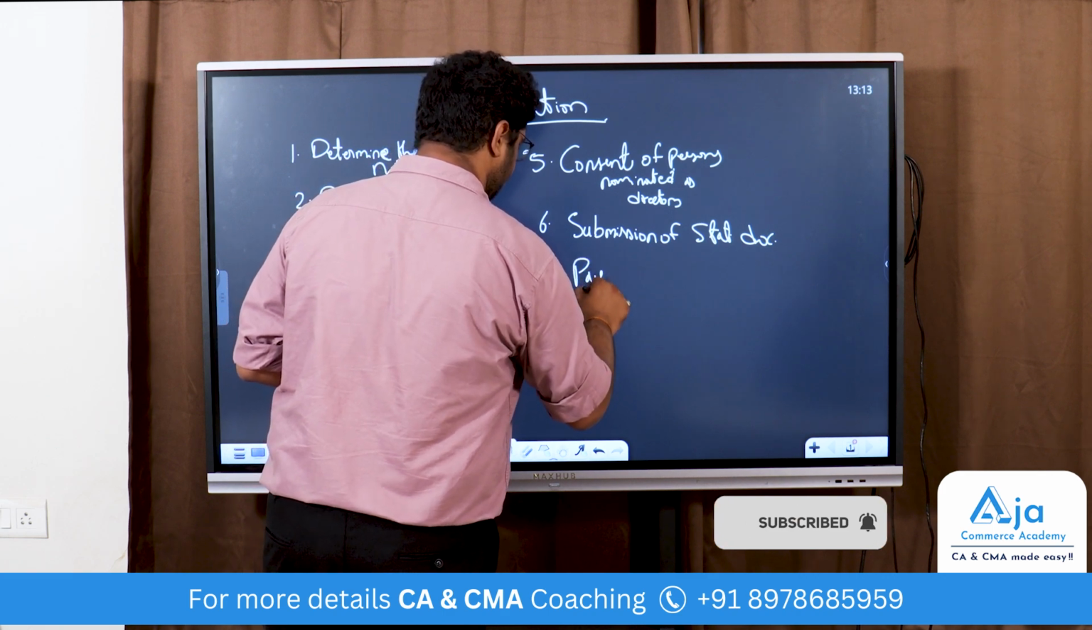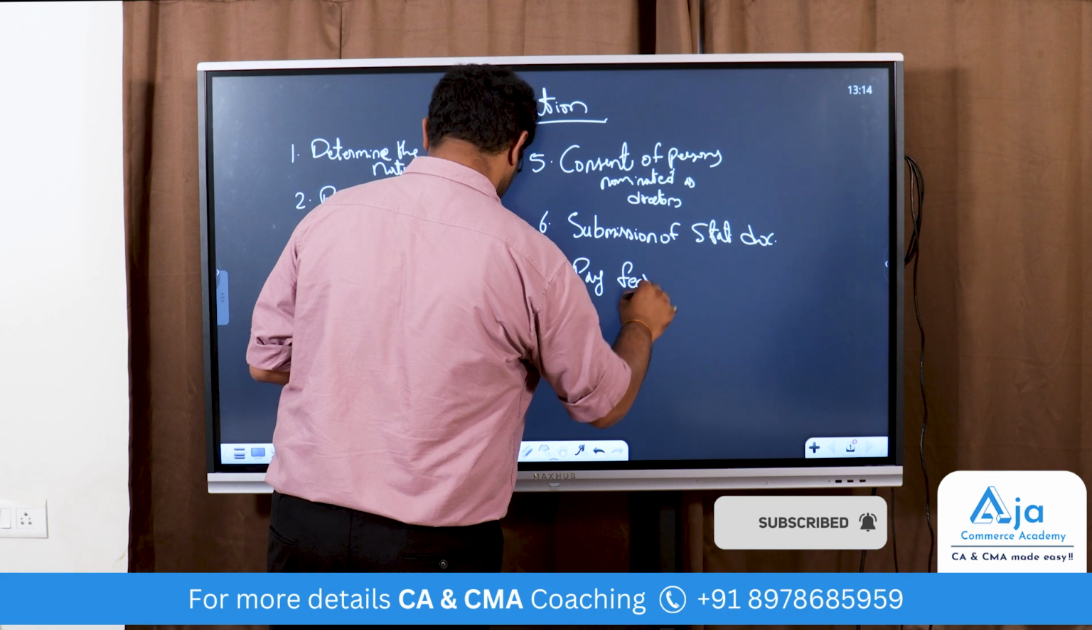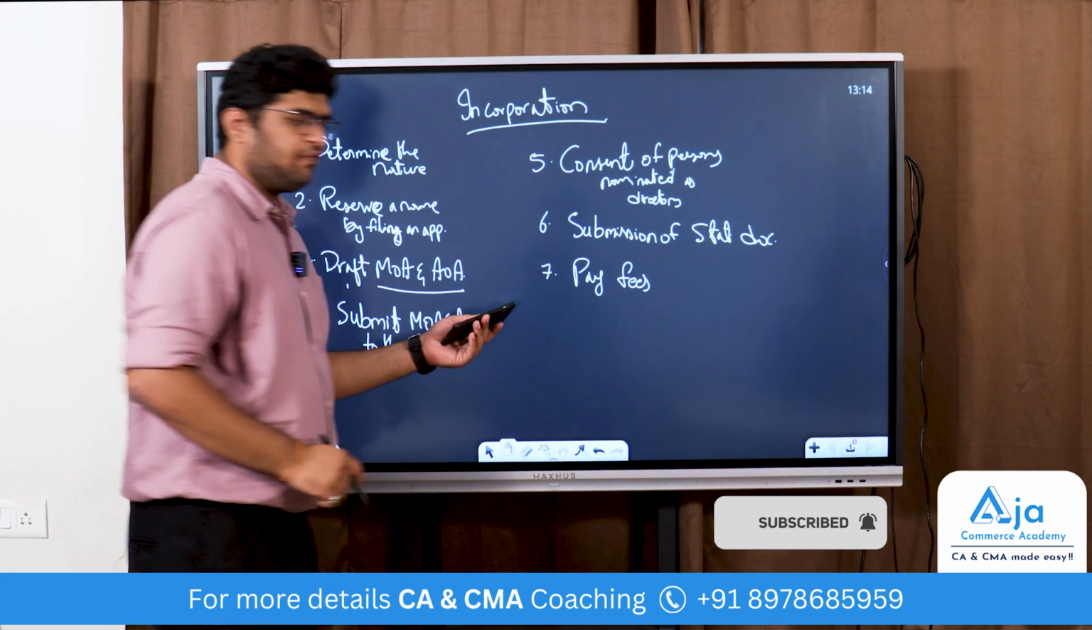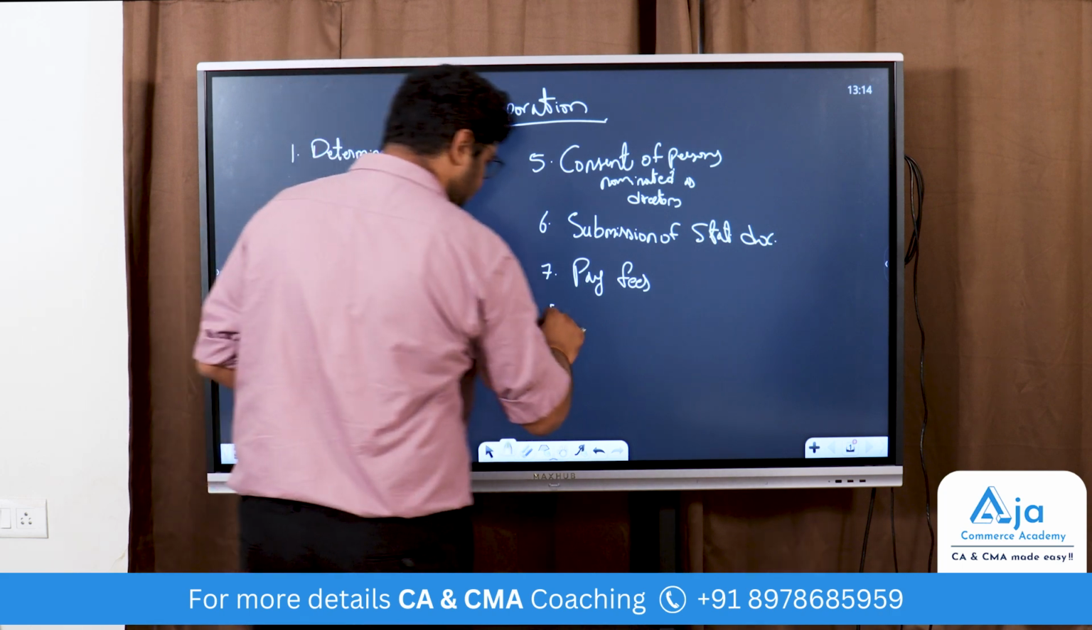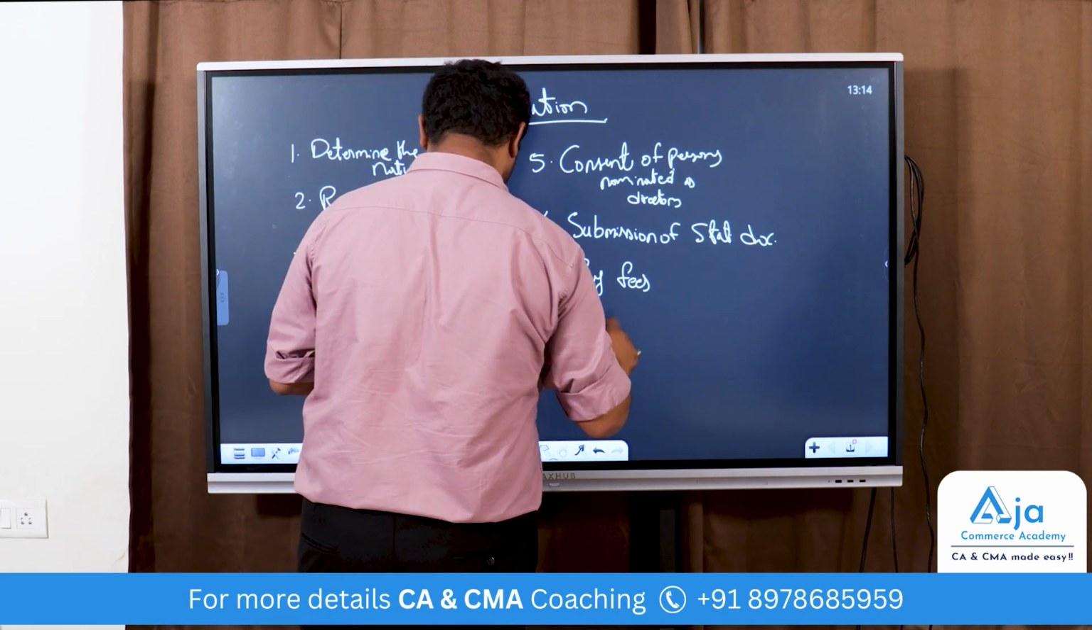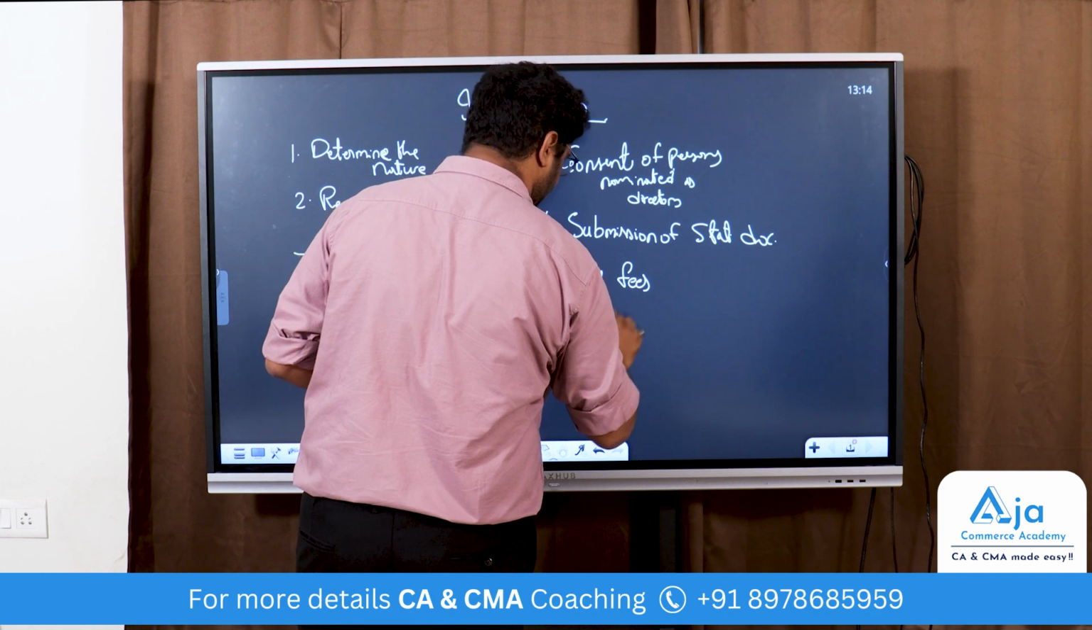Then pay fees. Pay the fees amount and stamp duty amount to the ROC, and then the next, eighth step, obtain the certificate of incorporation.